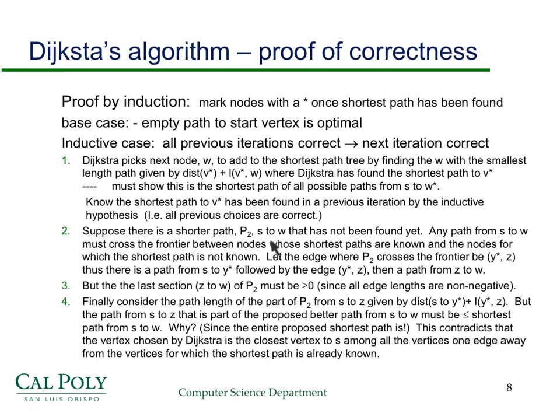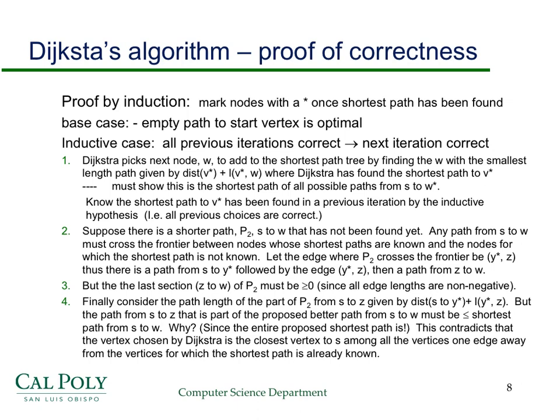Okay, well, there must be some shorter path, S to W. Any path from S to W must cross the frontier between the nodes whose shortest paths are known and the nodes for which the shortest path is not known. That was the picture I showed you on the previous slide. Let the edge in P2 that crosses the boundary, we're going to label that YZ. Thus, there's a path from S to Y star followed by the edge from Y to Z. And then there's got to be some additional path from Z to W.